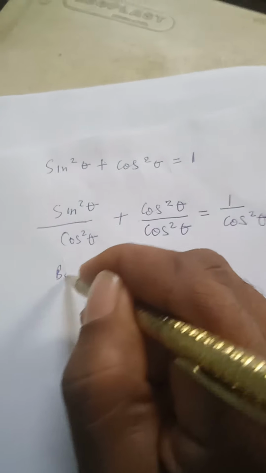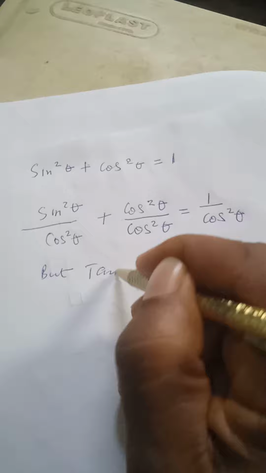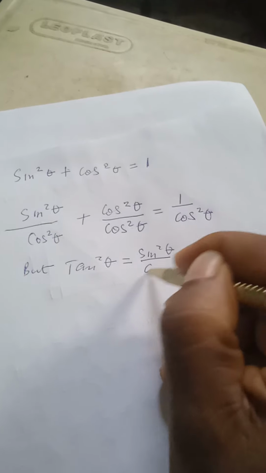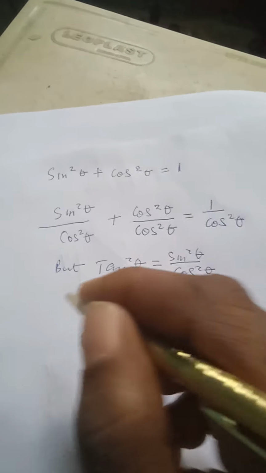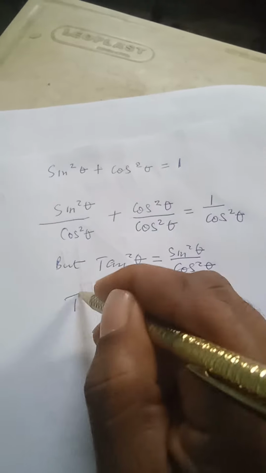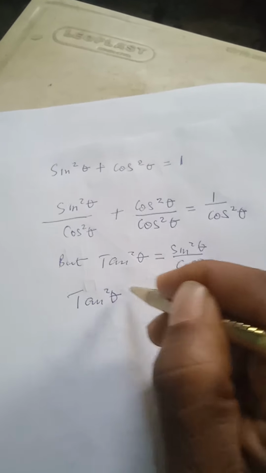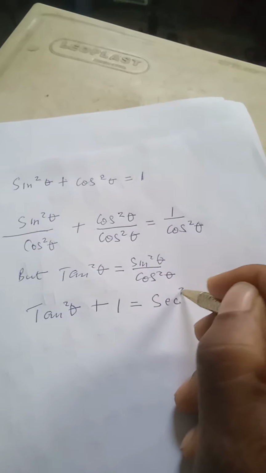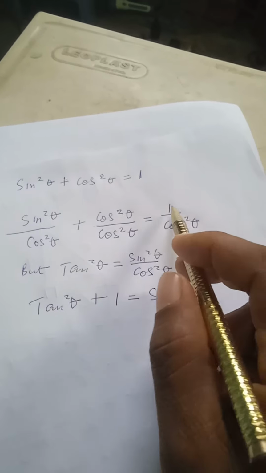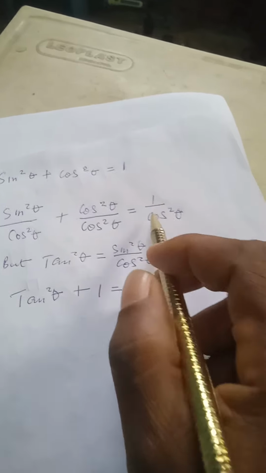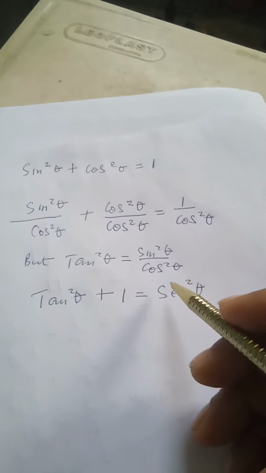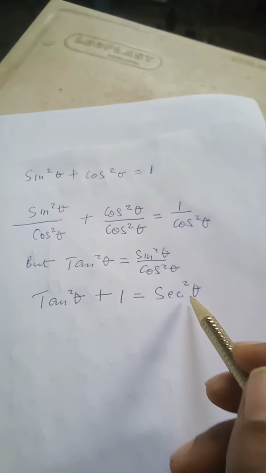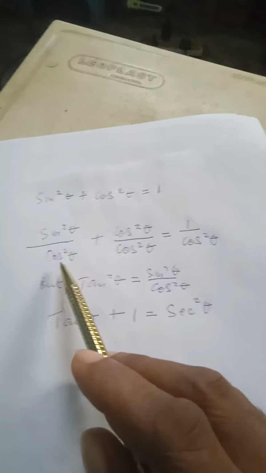But tan square theta is the same thing as sine square theta over cos square theta. So this transforms into tan square theta plus 1 is equal to sec square theta. That is because 1 over cos theta is secant, and 1 over cos square theta is sec square theta. So this is the second identity we have.